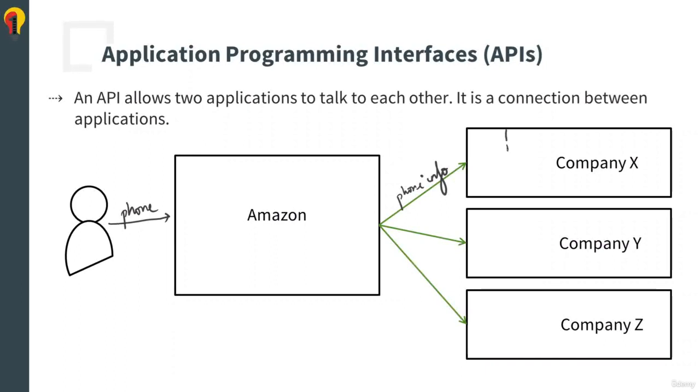So here API comes. So the company X will create an API where only the required information for Amazon is present. In other words, it exposes only the required data. So in this way it does not compromise with its security, and the third parties like Amazon are able to check the availability of the product as well.